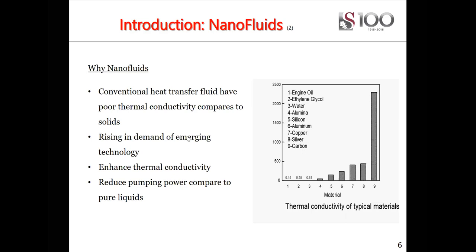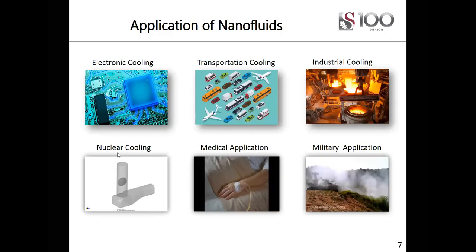What are the applications? You can see various applications. Electronics cooling: electronic gadgets generate heat. With the help of nanofluid, you can get a better cooling rate for efficient performance. Also, in the transport industry, most of our vehicles, aircraft, and so on, we use coolant to make sure that it reduces the heat produced by the engine for efficient operation.